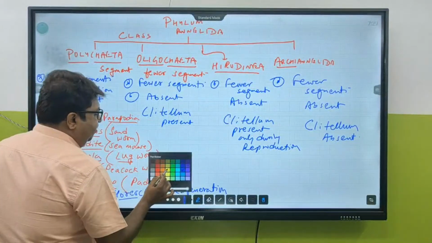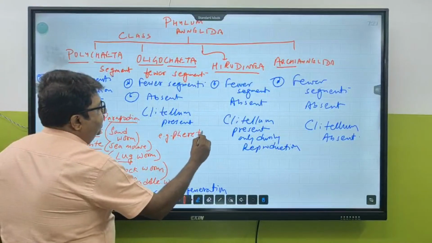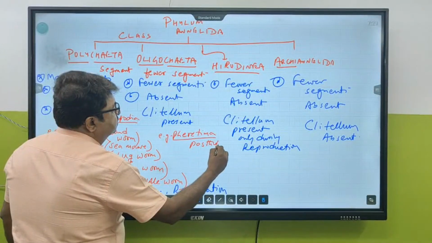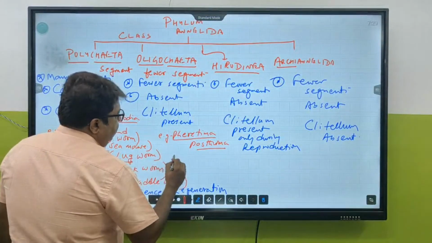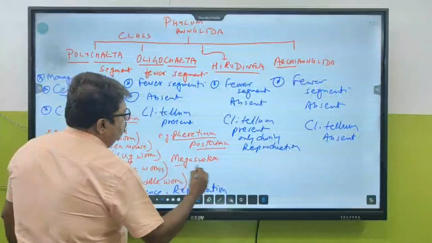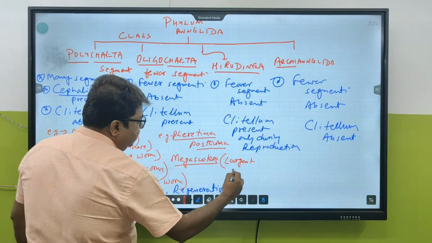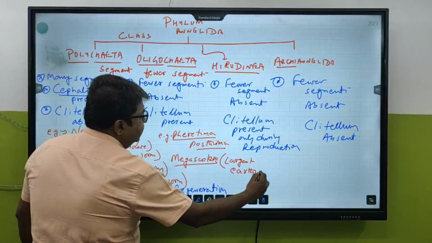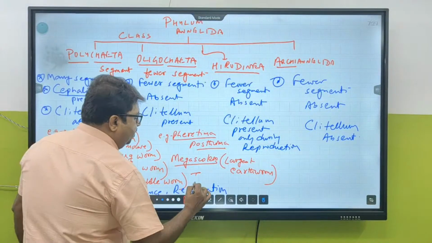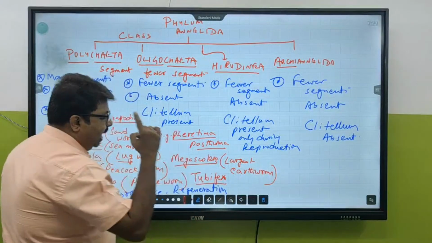The best example under Oligochaeta is Pheretima posthuma. The example is earthworm, Pheretima posthuma. And tell me another example. Megascolex. It is called the largest earthworm. I'm going to show you the figure. Largest earthworm is Megascolex. And the example is Tubifex.